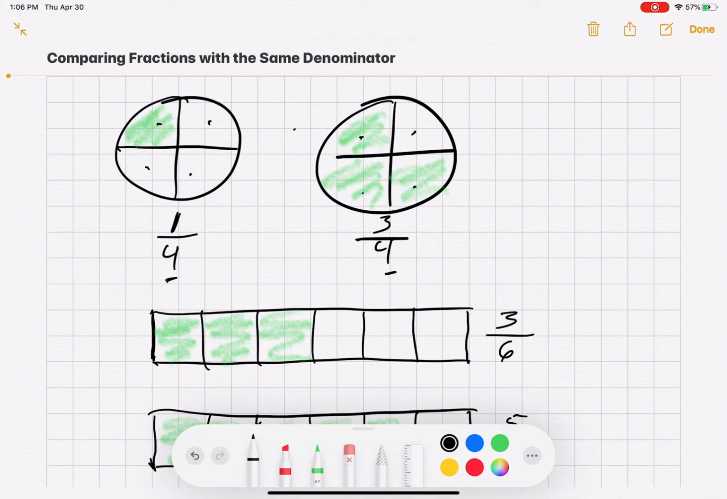And so if we're looking at this, we know now that the denominator is the amount of equal parts, and what is shaded is the numerator. So this side would be 1/4, and this would be 3/4. So 1/4 or 3/4. And when we look at the drawings, we can very clearly see that 3/4 has more shaded areas than 1/4. So 3/4 is greater than 1/4, or 1/4 is less than 3/4.